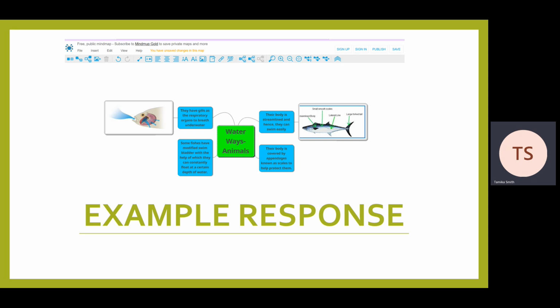Here is an example of what a response might look like using mind maps. Students can use both words and pictures to help convey their understanding of what they have learnt.